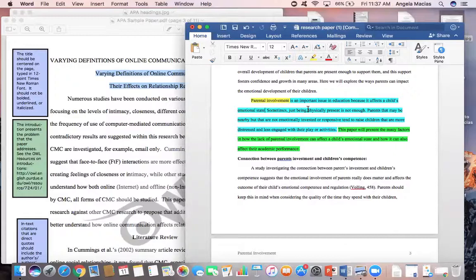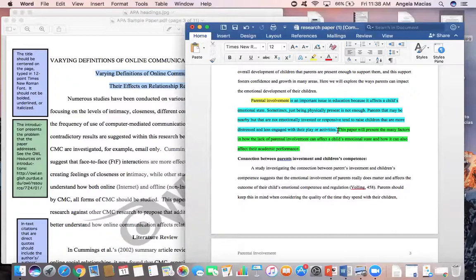We don't really need to add that additional phrase of parent involvement again because we've already got it here. So let's look at the next sentence. Sometimes just being physically present is not enough. Okay, that's an interesting lead-in. Parents that may be nearby but are not emotionally invested or responsive tend to raise children that are more distressed and less engaged with their play or activities.